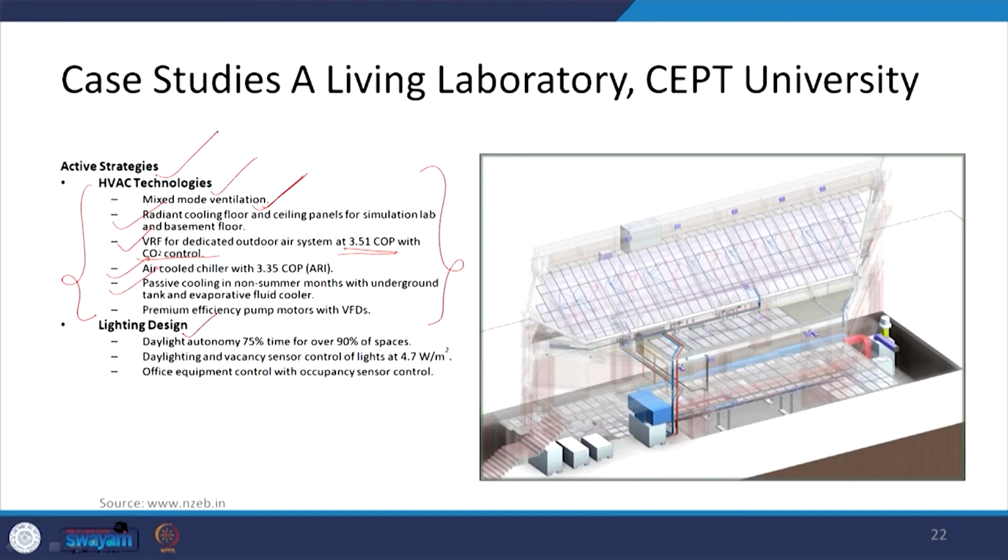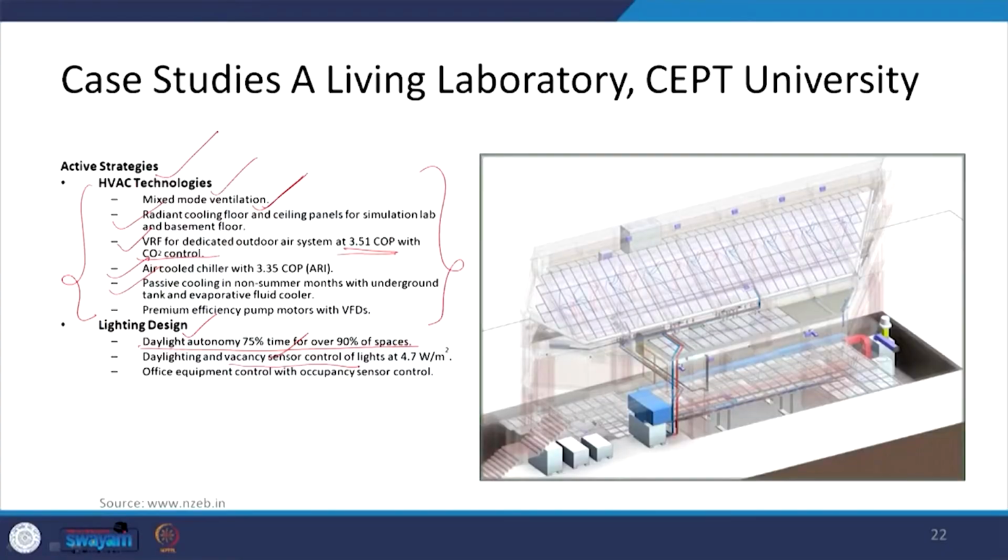The same was done for lighting design, where first of all most of the spaces were able to achieve daylight autonomy for 75% of the time, over 90% of the spaces, which is practically making the requirement for artificial lighting to be close to 0. And then in addition to that, occupancy sensor control of lights was also installed, and overall the demand for energy through the active strategies was further reduced.